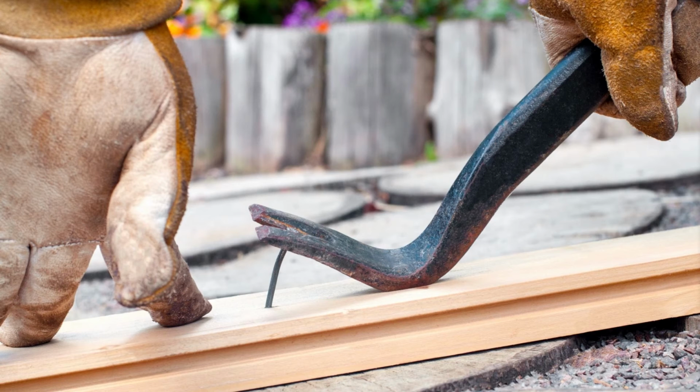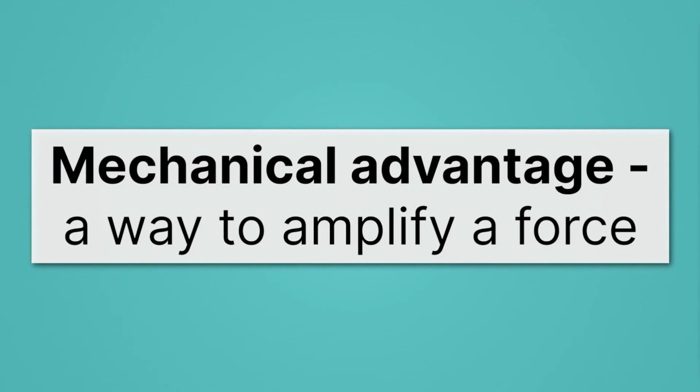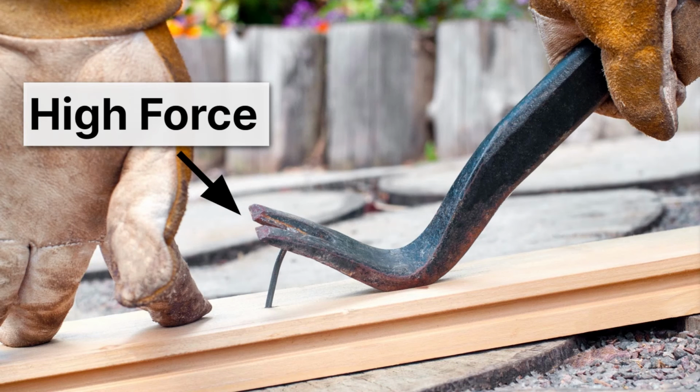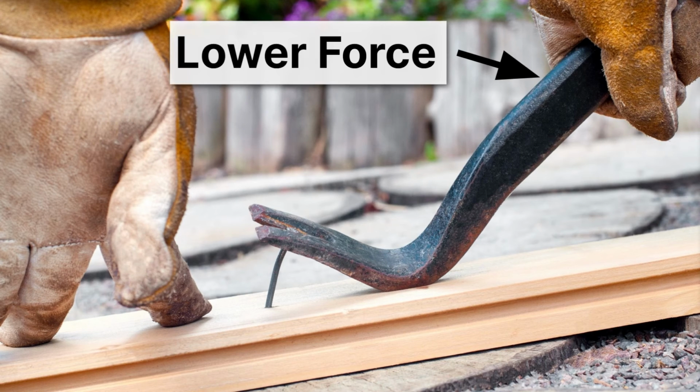Here we have our crowbar prying out a nail. Now, you couldn't pull that nail out directly. Instead, we need the crowbar because it allows us to amplify the force we apply. We call that mechanical advantage. It's a way to amplify force. So going back to our crowbar, we get a really high force on the end attached to the nail, even though we apply a relatively lower force with our hand.